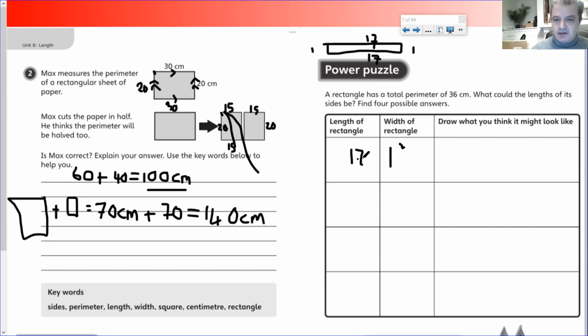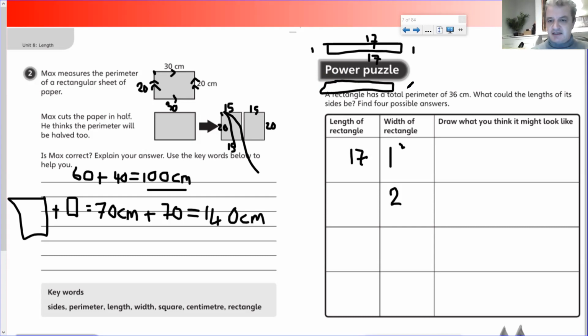What about if one width was 2? What if I drew one width was 2? So it would be slightly shorter than this shape. Can't do that very well. So this would be 2, this would be 2.